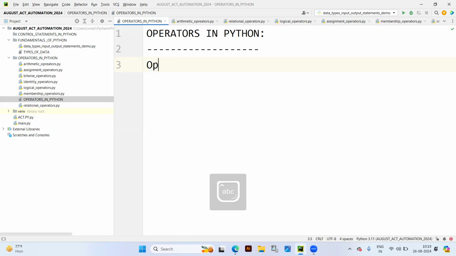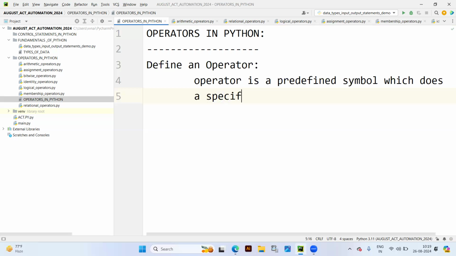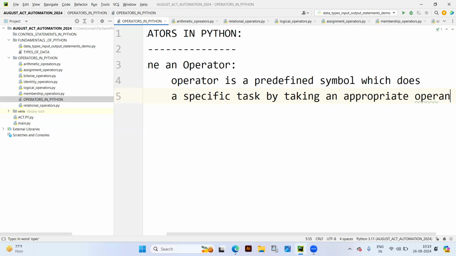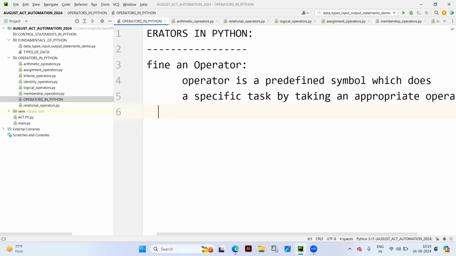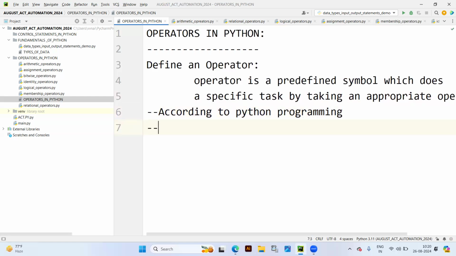So basically, how do we define an operator? An operator is a predefined symbol which does a specific task by taking an appropriate operand, right? So according to Python programming, operators are classified as 7 types.